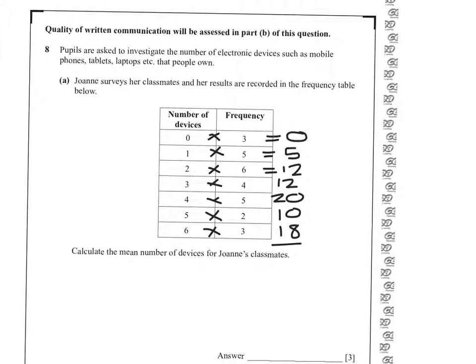Adding those together, we get 77. And if we add together all of the frequencies, 3 plus 5 plus 6 plus 4 plus 5 plus 2 plus 3, which is 28, then my mean will be 77 divided by 28, which is 2.75.